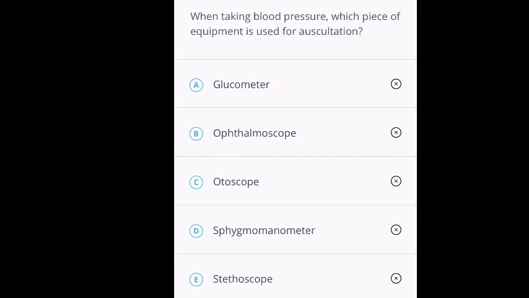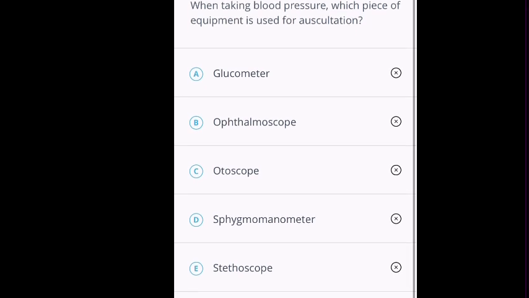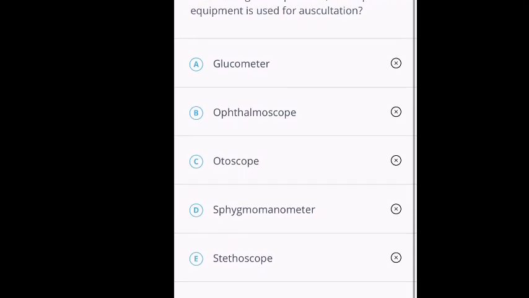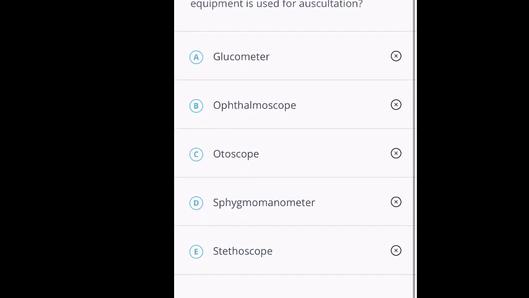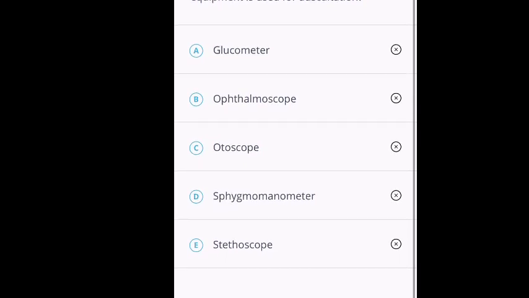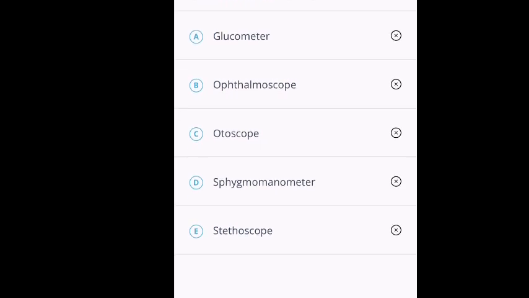When taking blood pressure, which piece of equipment is used for auscultation? Glucometer, ophthalmoscope, otoscope, sphygmomanometer, or stethoscope? The correct answer is stethoscope.